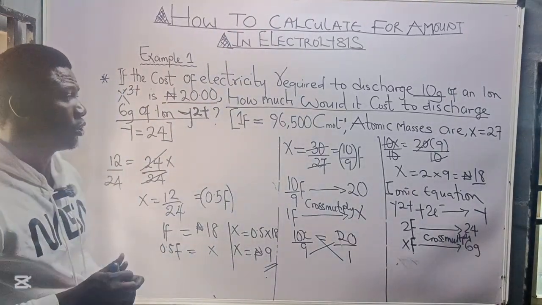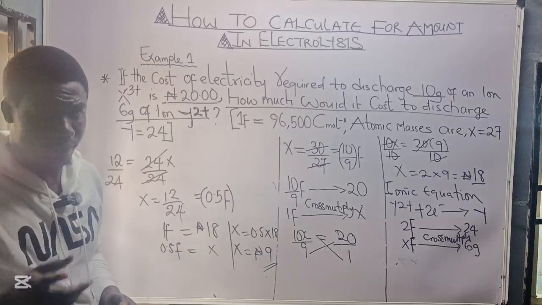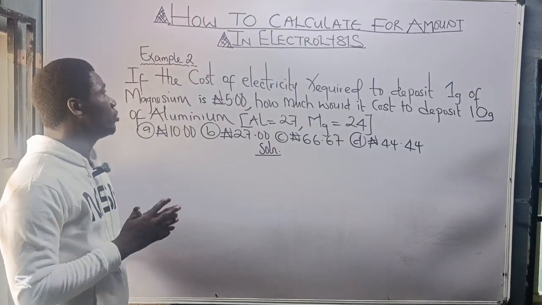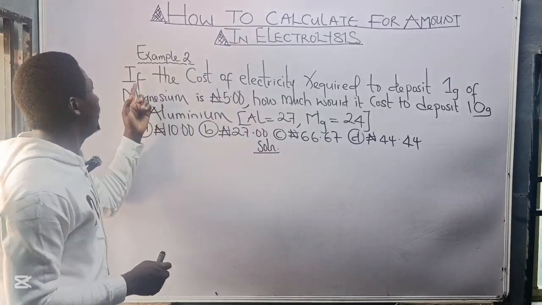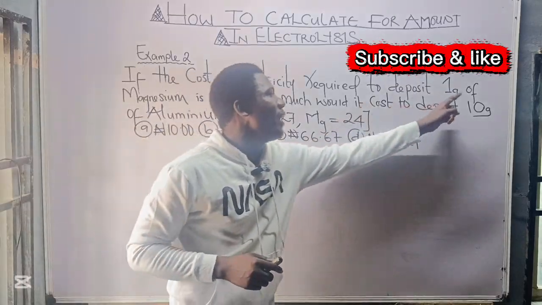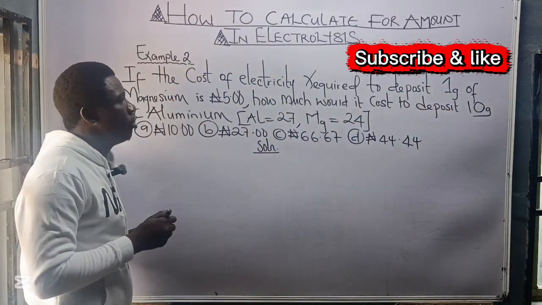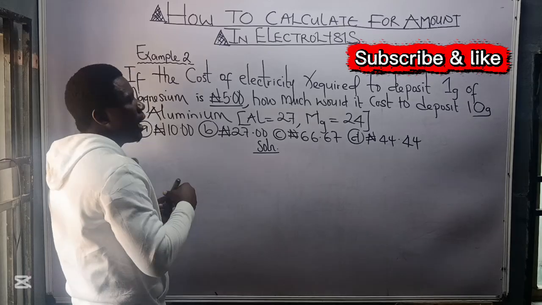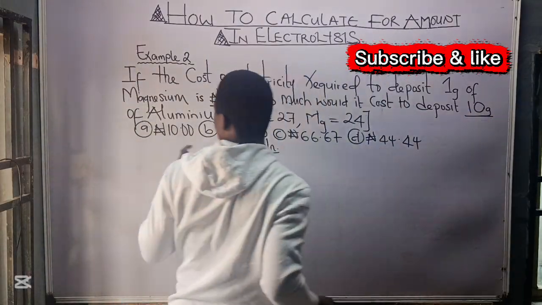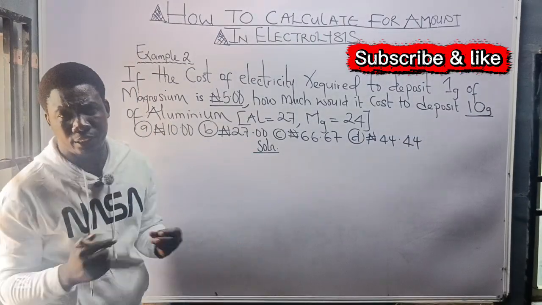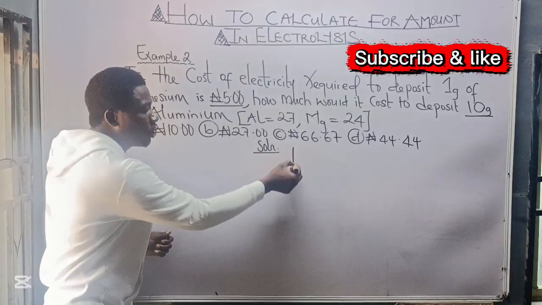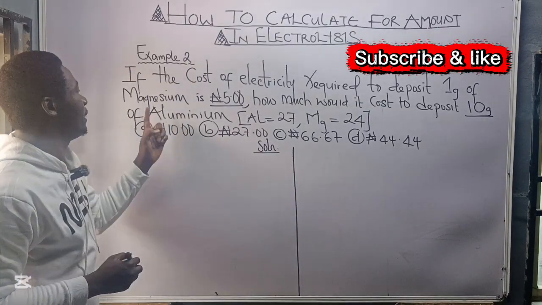Now let's take another question so that you get it clear. Now let's take the second example. According to the second example, the question says that if the cost of electricity required to deposit 1 gram of magnesium is 5 naira, how much would it cost to deposit 10 grams of aluminium? Very easy. Now let's begin with the first ion given to us. The first ion given to us is that of magnesium.